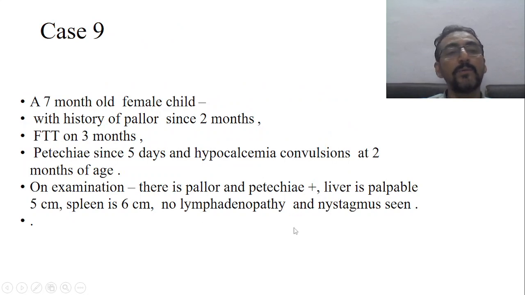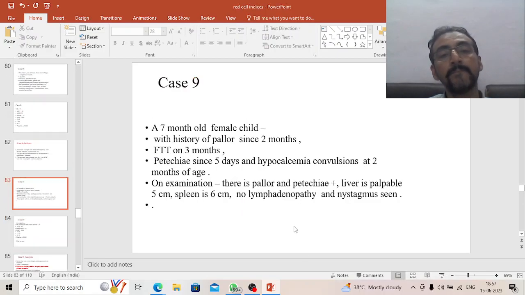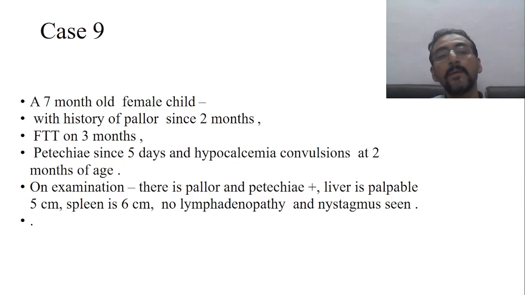Okay, and then we move to the last one, case number 9 now. 7-month-old female child with the history of pallor since 2 months. Child is having failure to thrive since last 3 months. There is petechiae since last 5 days. सिर्फ 5 दिन से बच्चे को petechiae, इससे पहले नहीं था.